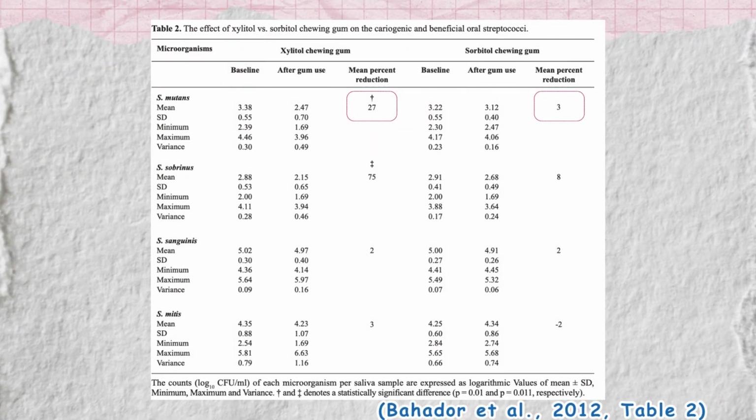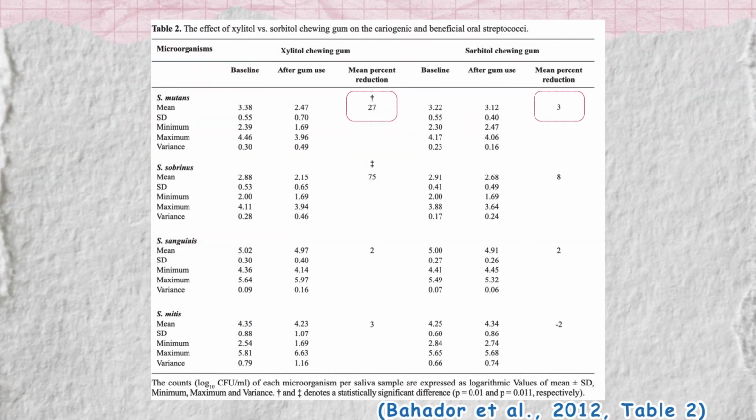Table 2 shows that xylitol reduced S. mutans by 27% with a p-value of 0.01, whereas sorbitol only reduced them by 3%. This means it's not significant. This selective inhibition is due to xylitol's structure, a 5-carbon sugar alcohol, which is metabolized by bacteria into a toxic intermediate causing metabolic stress, while sorbitol, which is a 6-carbon sugar alcohol, is poorly metabolized.